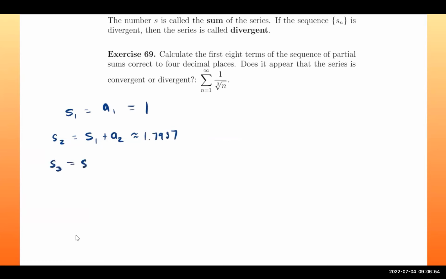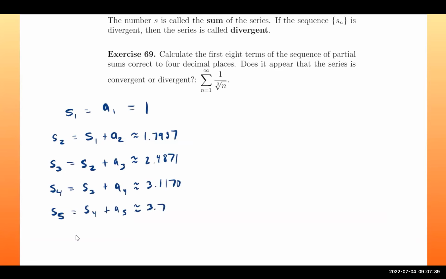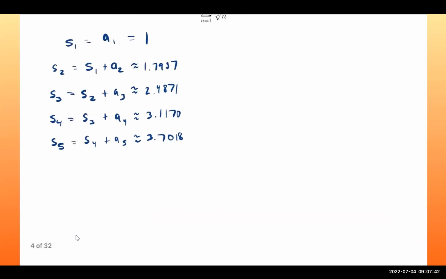The third partial sum is going to equal the second partial sum plus the third term. On your calculator, this is 1.7937, plus, if you substitute 3 in for n, you add that term to this, and that will give us 2.4871, and you just keep repeating this process. The fourth partial sum will equal the third partial sum plus the fourth term, which is 3.1170. S sub 5 will be S sub 4 plus the fifth term, which will be 3.7018. And we have to go up to 8 for this.